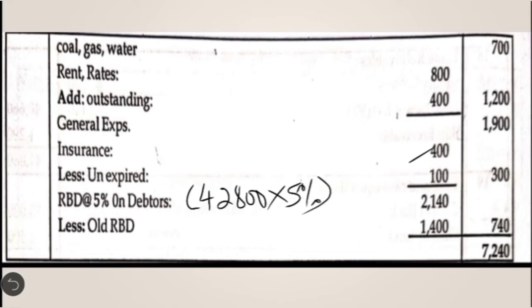In this question they have not given bad debt, so we cannot write it here. Directly we have to write what is the new reserve. From that we are going to deduct the old reserve which is given in the trial balance, 1400. We have 740 remaining balance. What does it indicate here? That is the need for creating the additional RBD to the extent of 740. Okay, then the total of this note is 7240.